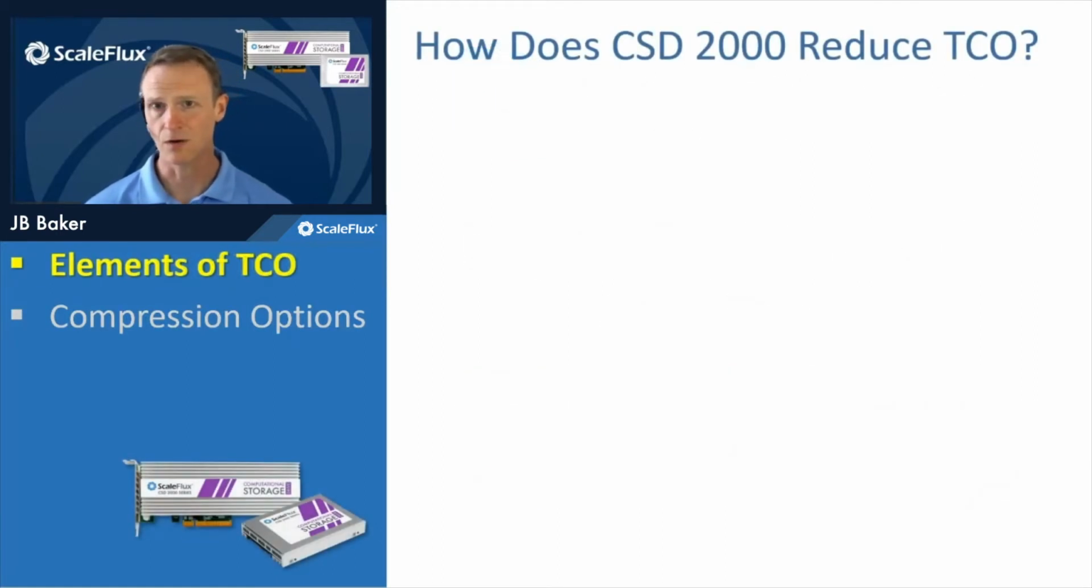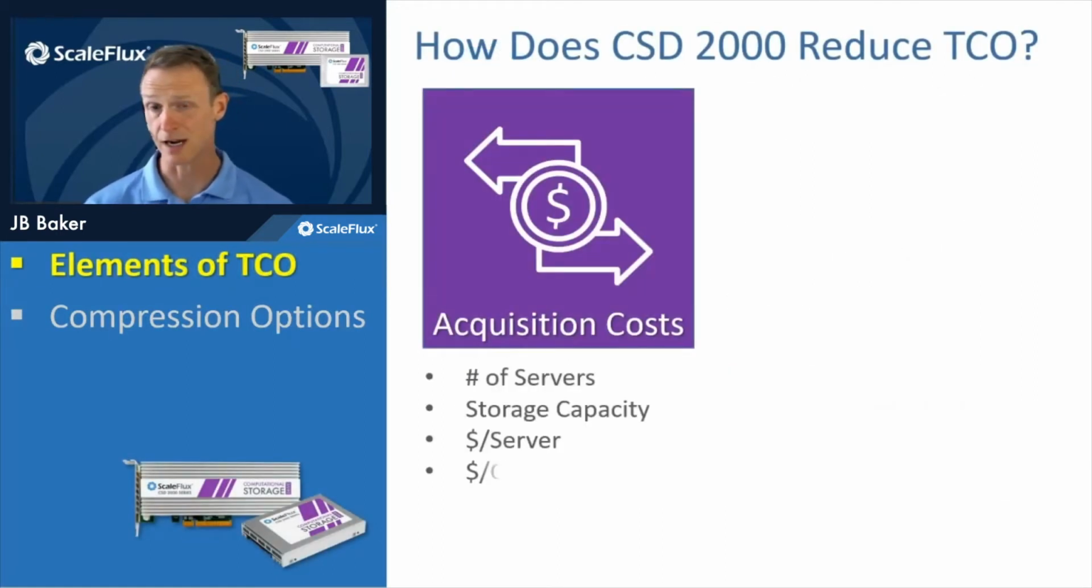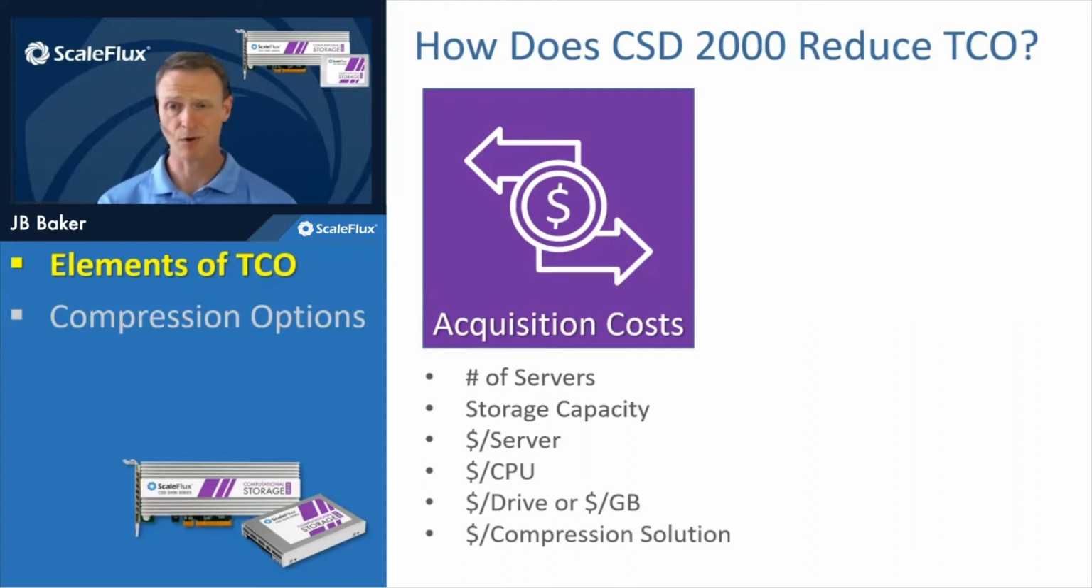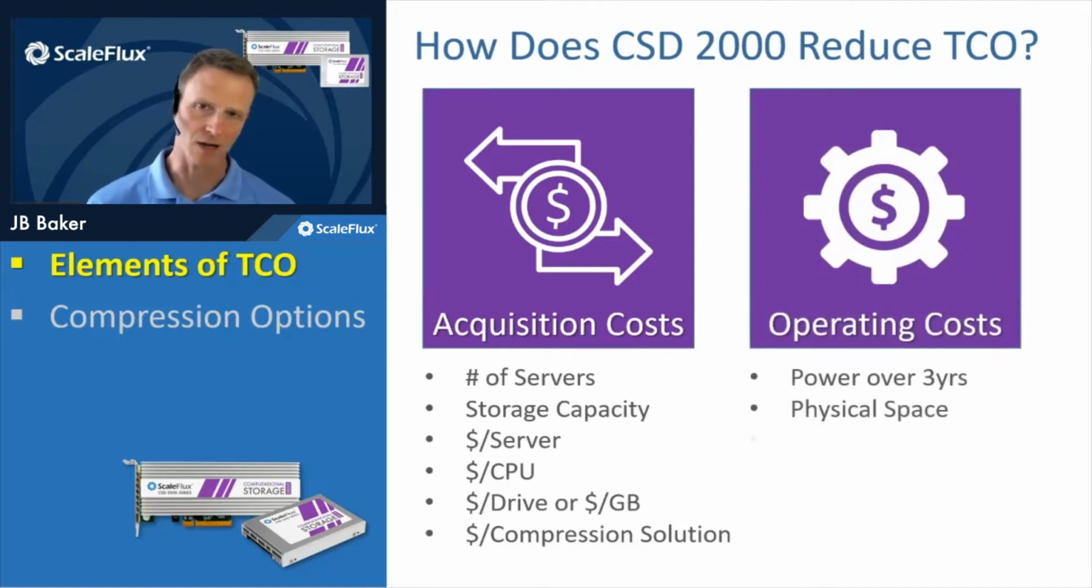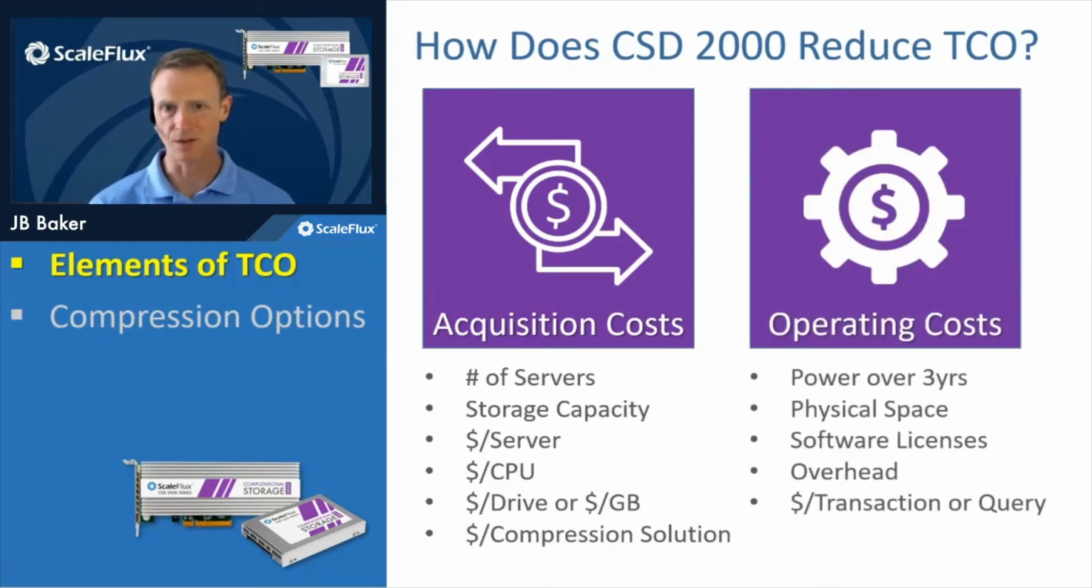When we think about TCO, there's really two categories of costs. You have your acquisition costs, which is simply the number of things you're buying times the price that you're paying for them, and the operating costs, such as your power over 3 years, the physical space and the overhead associated with that, and the software licenses, which can be a very big part of the operating costs, because those are going to be per core or maybe per server or potentially per storage capacity. And then you may look at efficiency metrics such as cost per transaction. Not going to dive deep into those here. Those are more associated with performance, and we'll go into performance in another video.